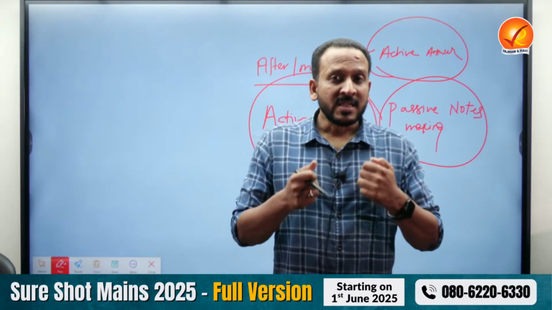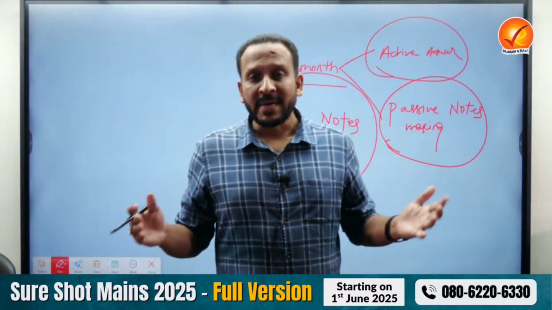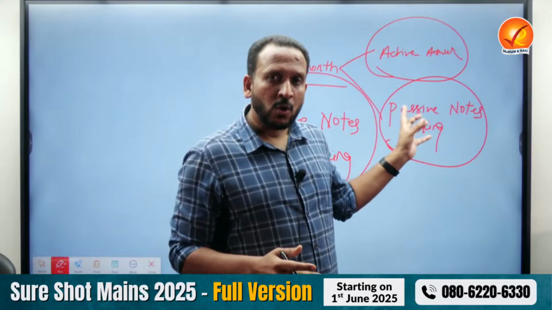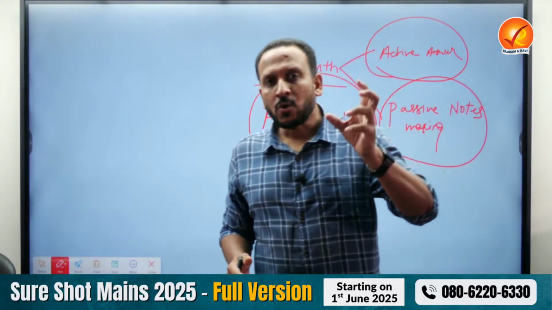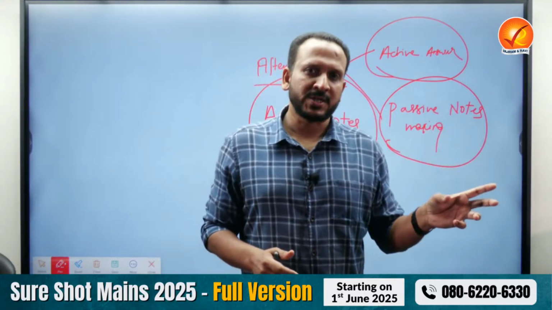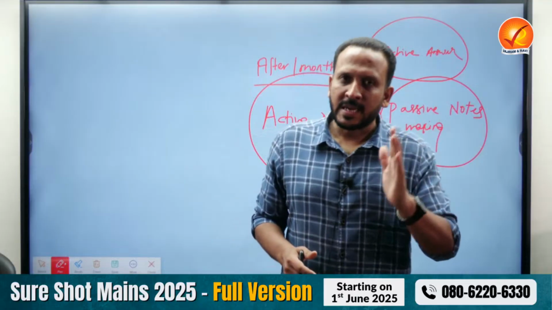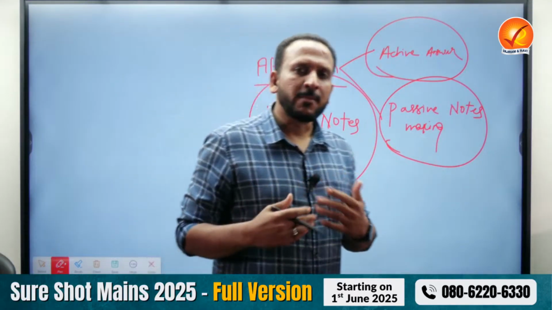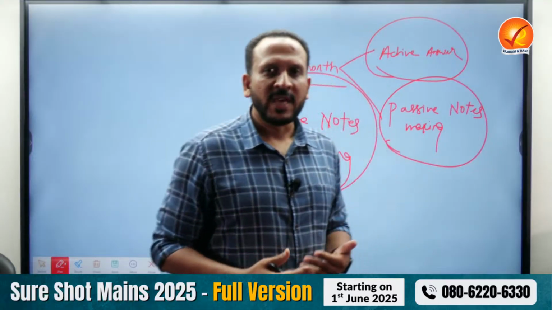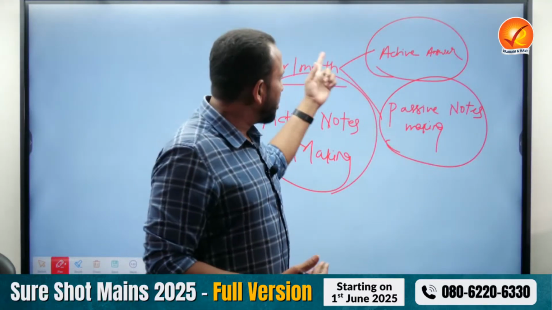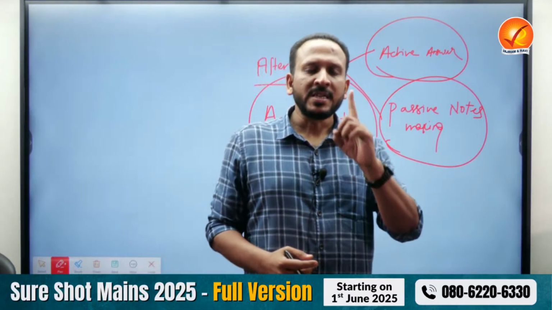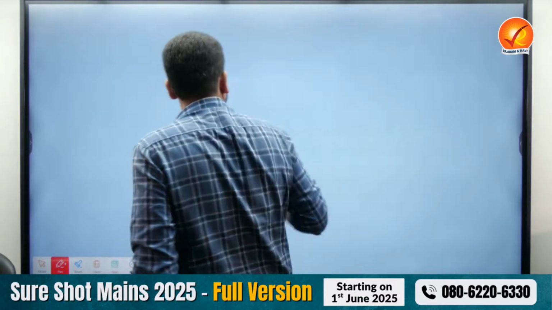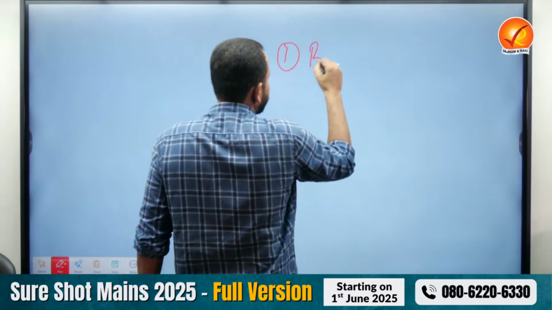The reason is that there is no limit to open-ended questions, right? And I will show you how open-ended questions are asked and how to address the demand of the question. I hope this is clear. Now, for active notes making, what you are supposed to do is what we are going to discuss. So brainstorming of the previous year's questions should be the very first thing. I hope this is clear, right? The brainstorming.